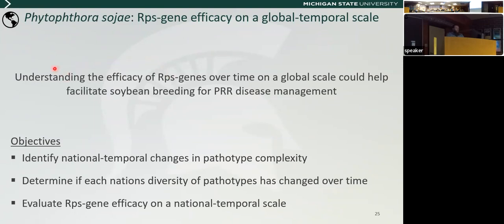In this study, we were interested in understanding the efficacy of RPS genes over time, trying to identify when their efficacy was waning and when it was actually completely lost for management, at least in the sample population. So to do that, we're looking at national temporal changes in pathotype complexity. So over time in the US, in Canada, in Argentina, in China, how do those RPS genes' efficacy change over time? From our study, we saw an increase in the diversity and pathotype complexity of isolates in Michigan over 20 years. We were interested in looking to see if that was actually true for other states or other countries as well.